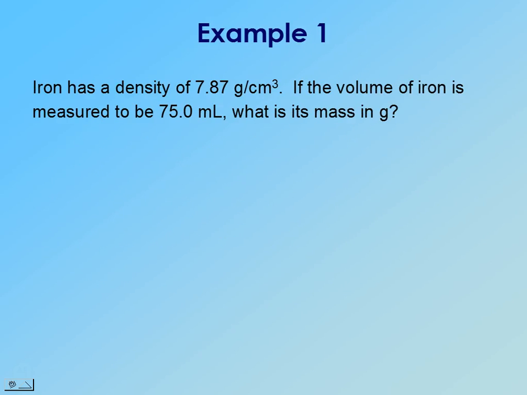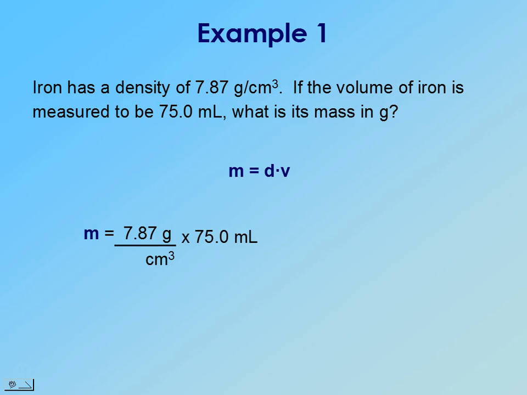So we're going to do a couple of density equations. Iron has a density of 7.87 grams per centimeter cubed. The volume of iron is measured to be 75.0 mL. What is its mass in grams? So if we're solving for m, we want to multiply density and volume together.